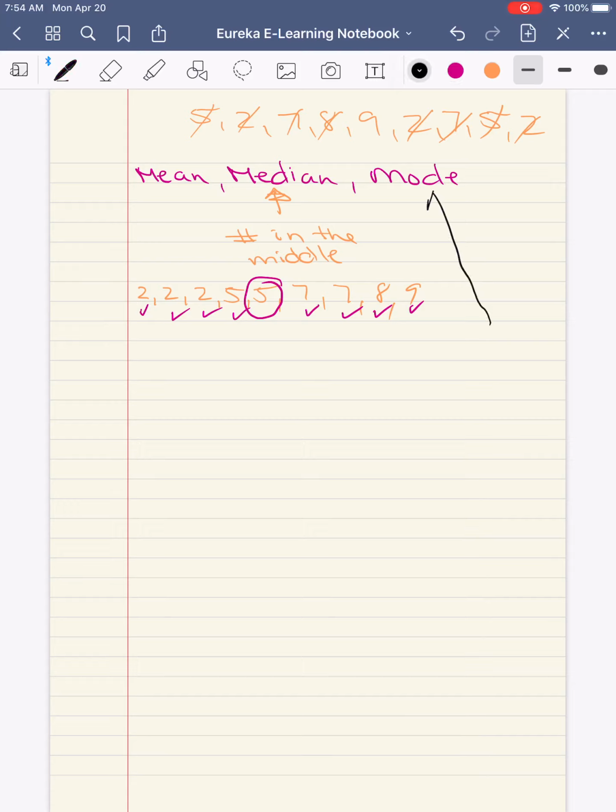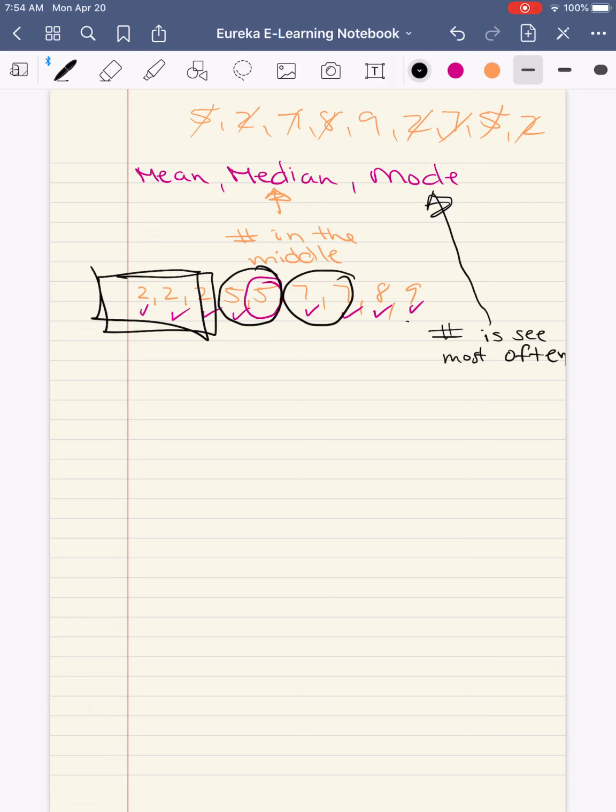Mode right here. Mode is the number I see most often. Oops, that's not how you spell often. Oh, let's fix that real quick. Often. Okay, so in this case, I already have my numbers in order here, and I see 2 5s, I see 2 7s, but I see 3 2s. So my mode for this one would be 2, because it's the one I see the most of.